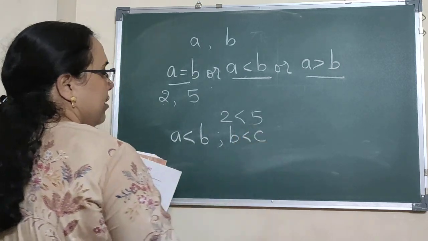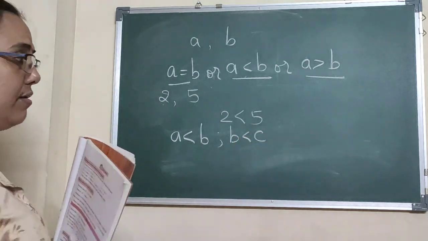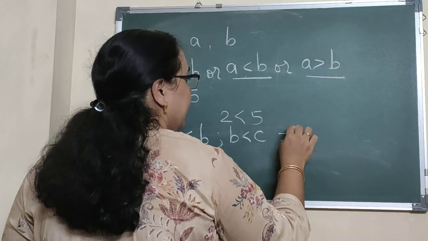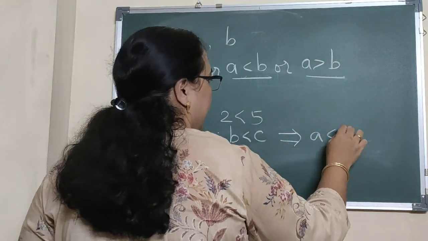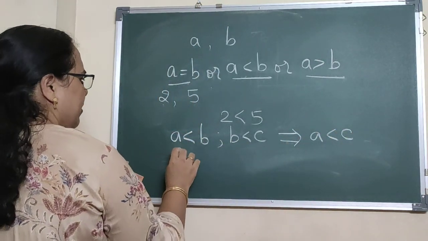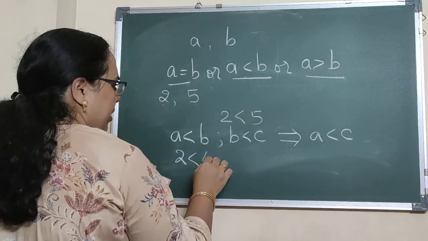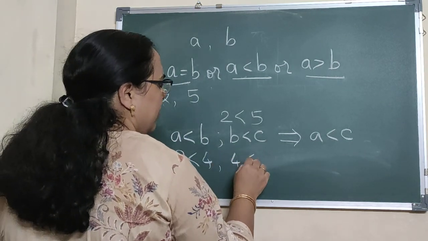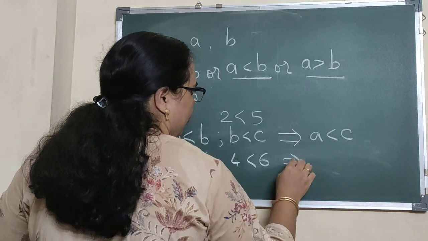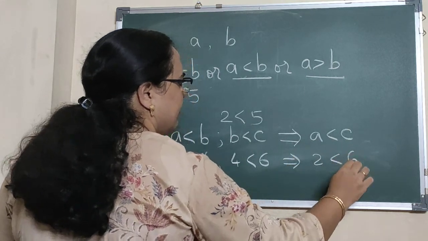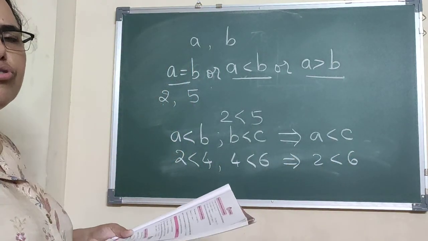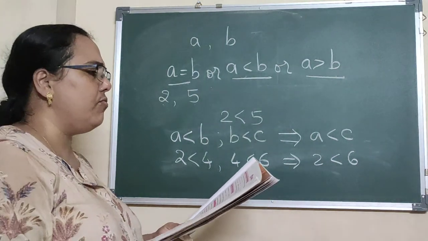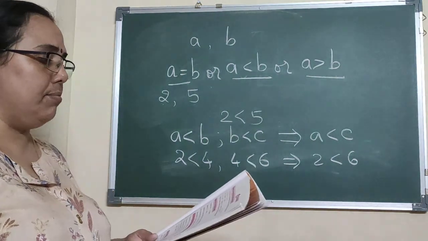Going for the second property, if A is less than B and B is also less than C, then this gives me the resultant A is less than C. Simple example, 2 is less than 4, agreed. 4 is less than 6, right? So 2 is less than 6. Got it? So these are the properties which you have to remember for order relation of real numbers.